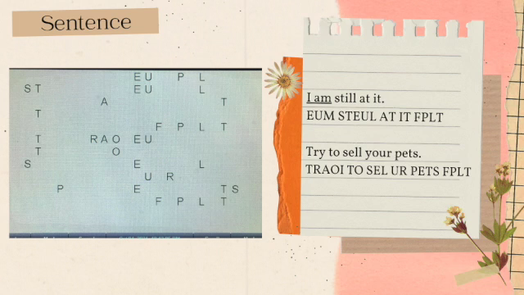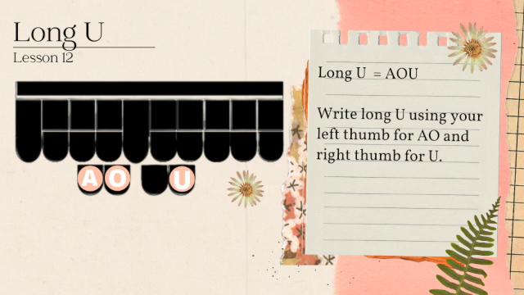And for the second sentence, we have try to sell your pets. So that's initial TR, long I, then TO, initial S, vowel E, final L for sell. Then for your, vowel U, final R. For pets, initial P, vowel E, final TS. And then final FPLT for period. And that's it for lesson 11. Let's proceed now to lesson 12.